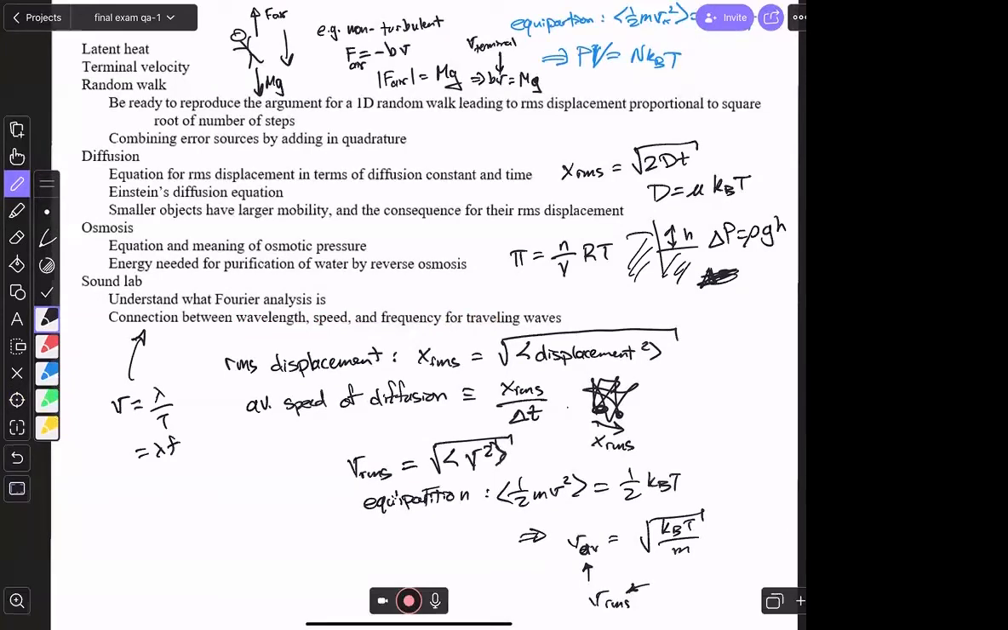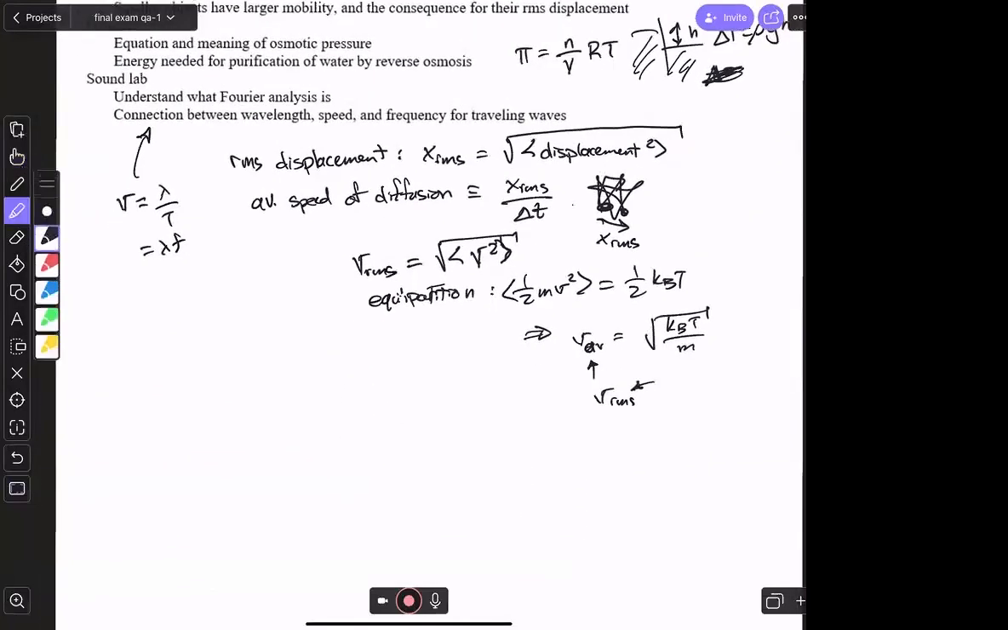Could you go over what you mean when we have to understand a Fourier analysis quantitatively? So let's say what I said was that I want you to understand that qualitatively. The quantitative thing is the connection between wavelength, speed, and frequency.